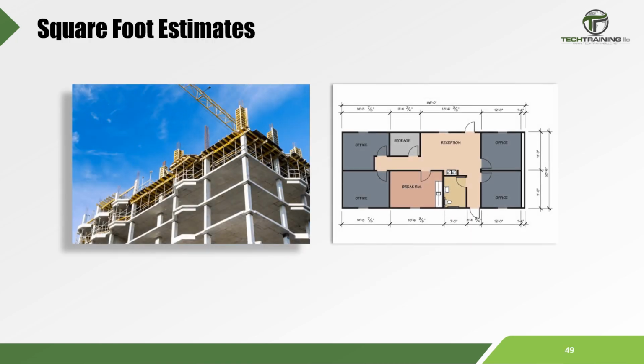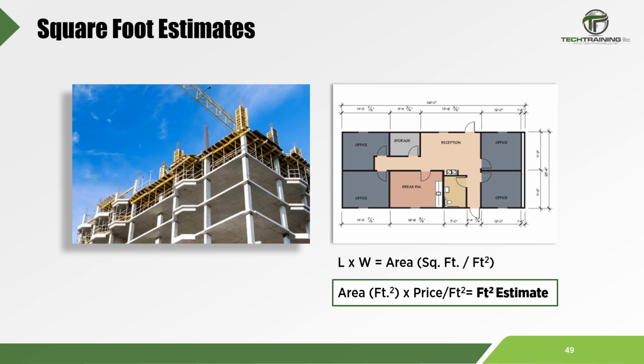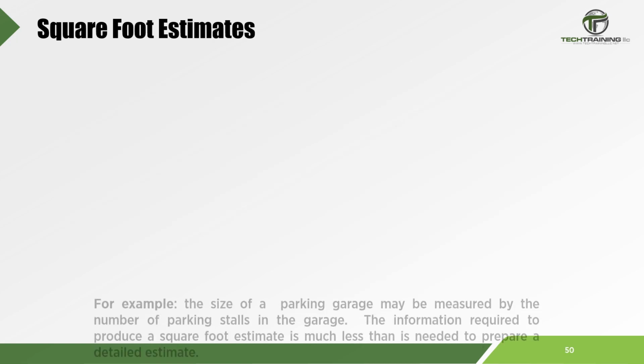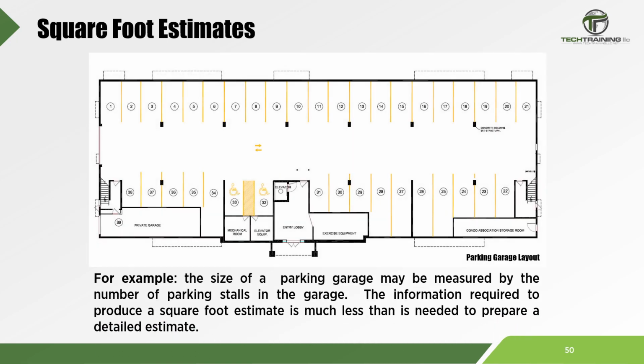Square foot estimates are prepared by multiplying the square footage of a proposed building by the cost per square foot of a previously completed building, or using some other form of historical cost data. This value is then adjusted to compensate for differences in the building's height, length, perimeter, and other building factors. In some cases, a unit other than square footage is used as a means to measure the size of a building. As an example, the size of a parking garage may be measured by the number of parking spots in that garage.